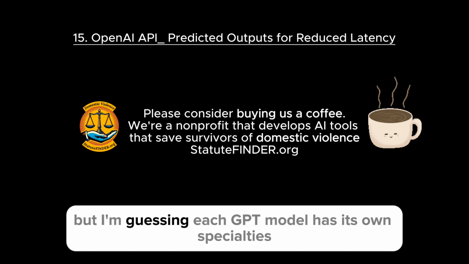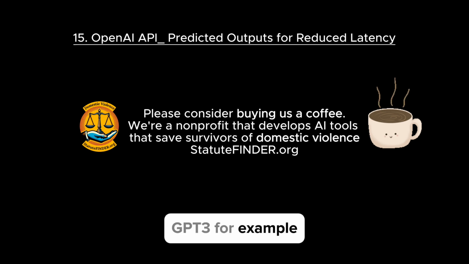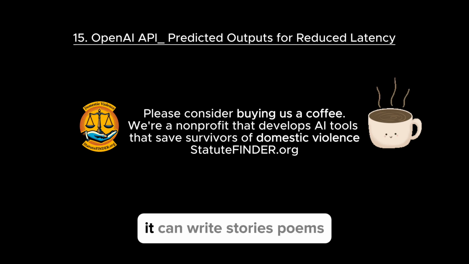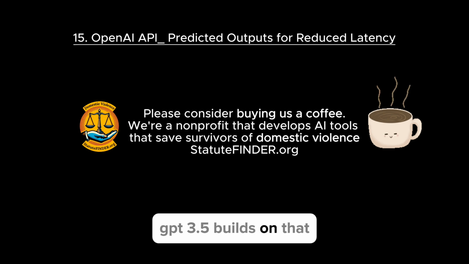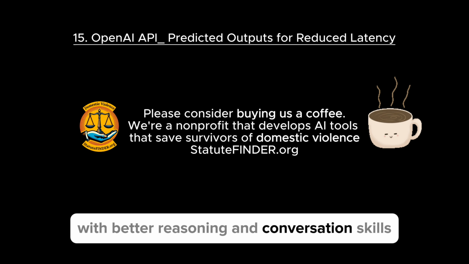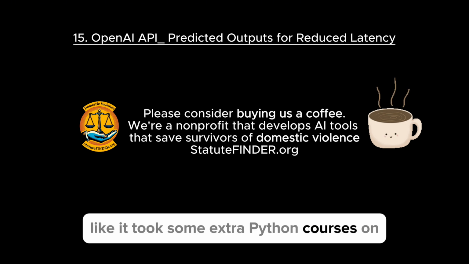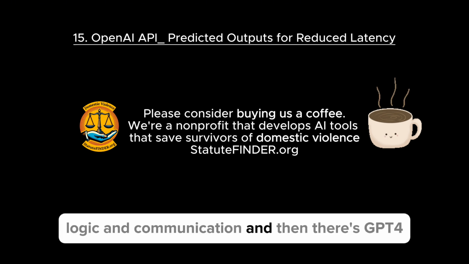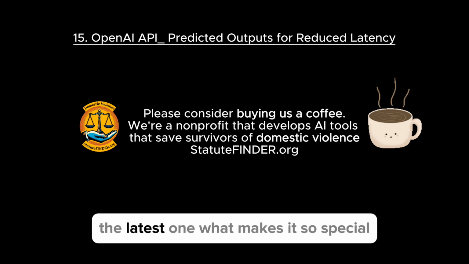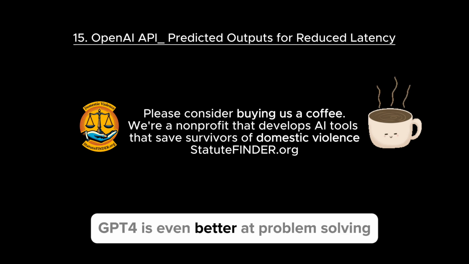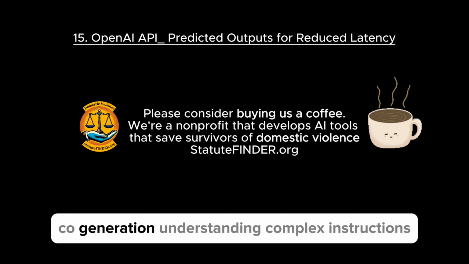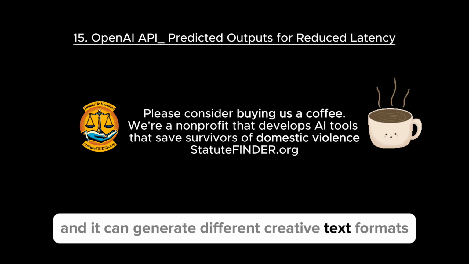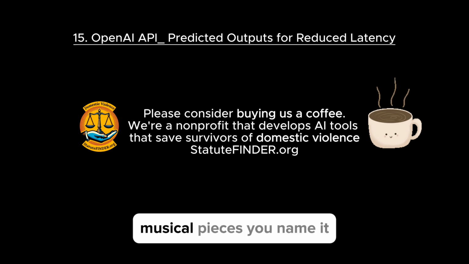That's wild. But I'm guessing each GPT model has its own specialties, right? Absolutely. GPT-3, for example, is known for its text generation. It can write stories, poems, articles, all sorts of things. GPT-3.5 builds on that with better reasoning and conversation skills. Like it took some extra Python courses on logic and communication. And then there's GPT-4, the latest one. What makes it so special? GPT-4 is even better at problem-solving, code generation, understanding complex instructions, and it can generate different creative text formats like poems, code, scripts, musical pieces, you name it.